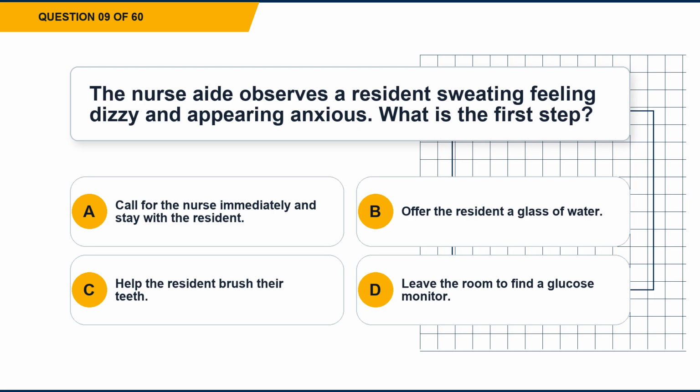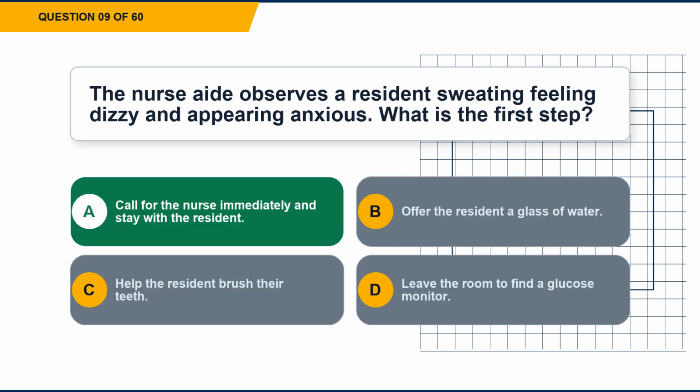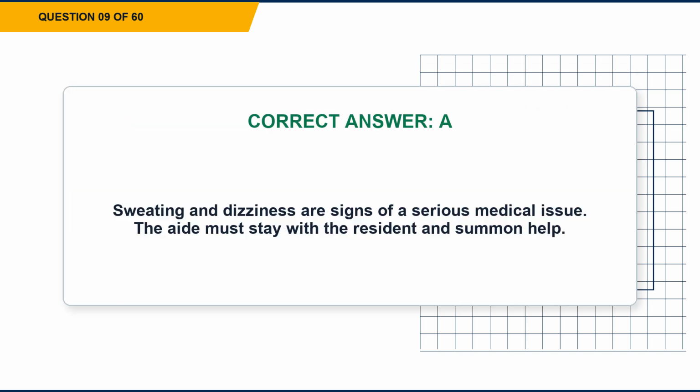Question 9. The nurse aide observes a resident sweating, feeling dizzy and appearing anxious. What is the first step? Option A. Call for the nurse immediately and stay with the resident. Option B. Offer the resident a glass of water. Option C. Help the resident brush their teeth. Option D. Leave the room to find a glucose monitor. The correct answer is option A. Call for the nurse immediately and stay with the resident. Explanation. Sweating and dizziness are signs of a serious medical issue. The aide must stay with the resident and summon help.